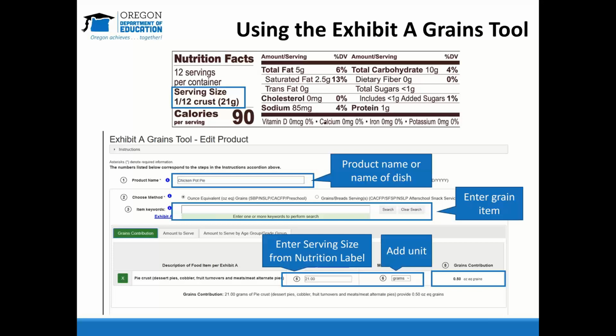This tool does have some limitations. It does only include grains that are listed in Exhibit A. So there's only about a handful of items that are listed on here that's not on the handout. But just know that if you ever get stuck on crediting a grain item, you can always reach out to your assigned child nutrition specialist, and they can help you figure out how to credit these items.